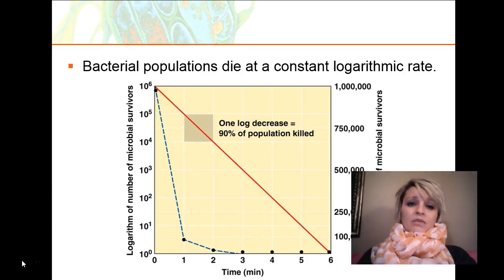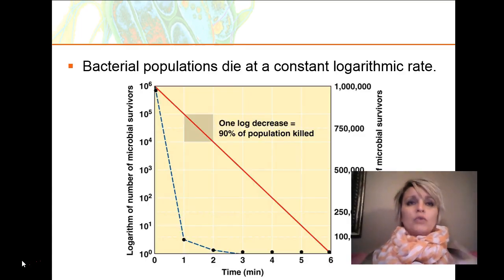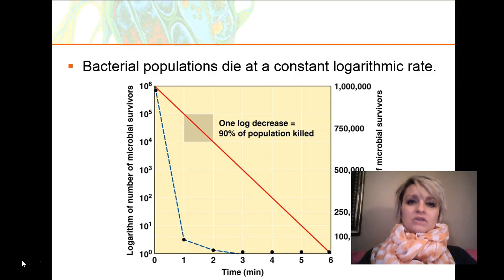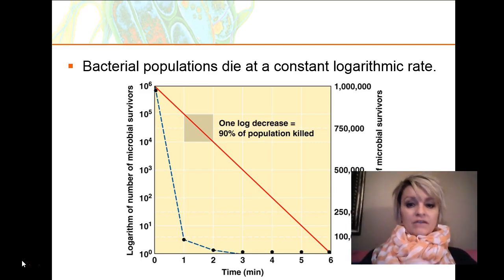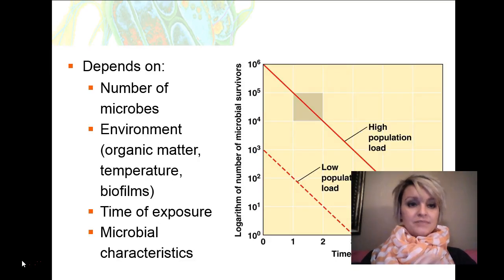We talked about the fact that when bacteria grow, they grow logarithmically, which means that they grow extremely fast. They grow 10 times the amount. But we also talked about the fact that when they die, they also die logarithmically. So once microbes start to die out, they do die out at a very, very fast and constant rate.